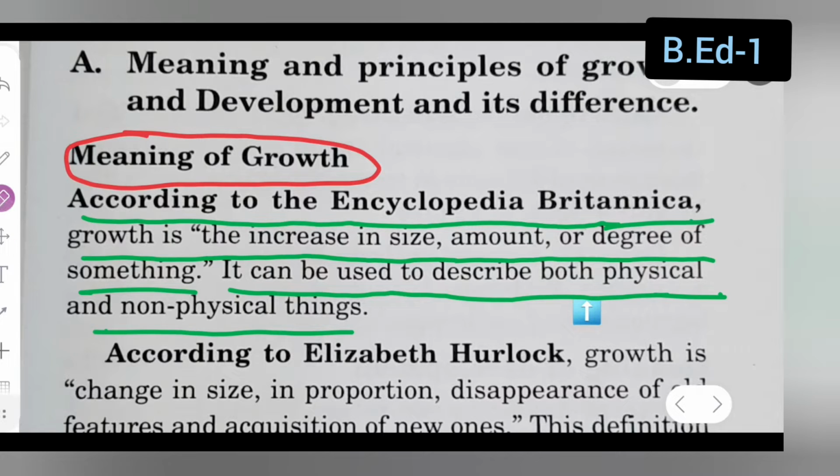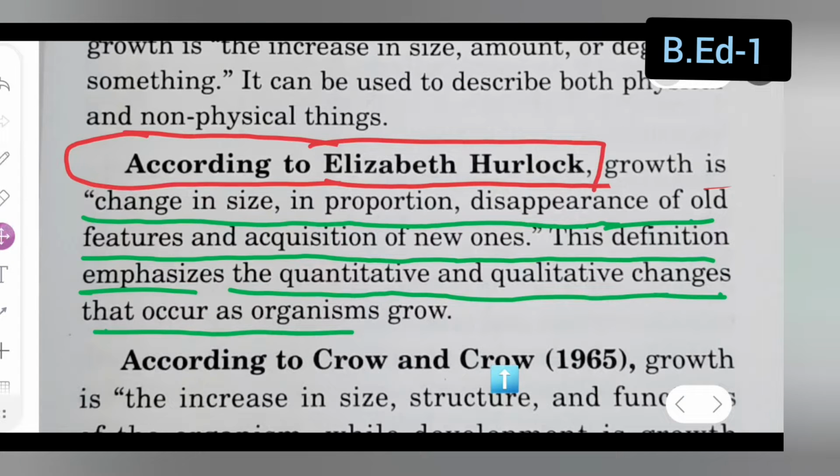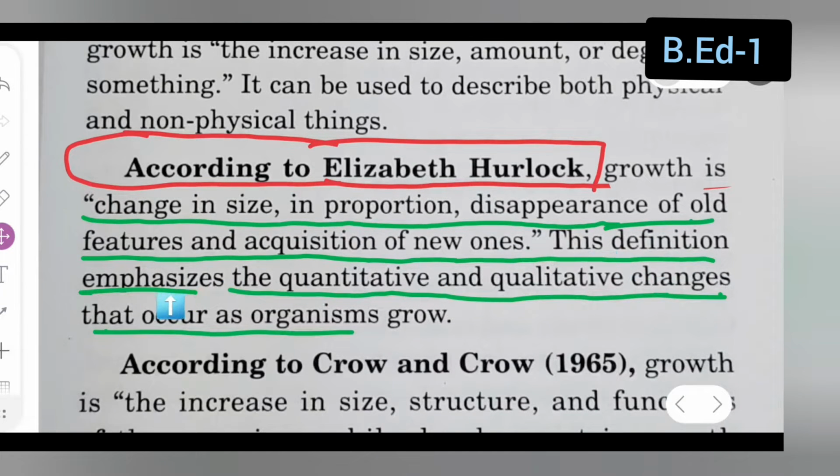Next is the meaning of growth according to Elizabeth Hurlock. Growth is a change in size, in proportion, disappearance of old features and acquisition of new ones. This definition emphasizes the quantitative and qualitative changes that occur as organisms grow.